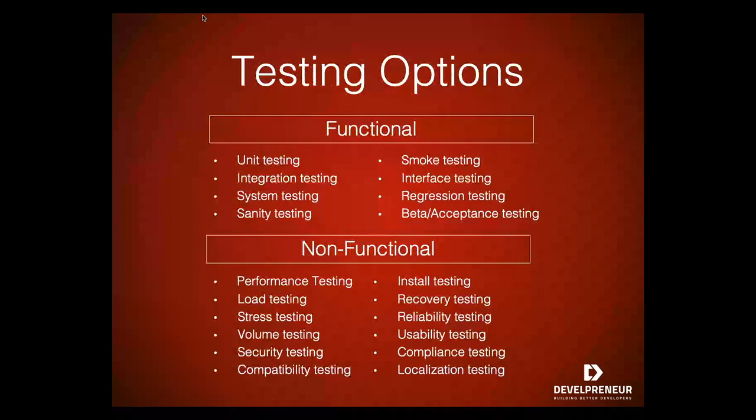And finally, we have acceptance testing, which is a testing technique performed to determine whether or not the software system has met the requirement specifications. These are various forms of acceptance testing. Could be user acceptance testing, business acceptance testing, your alpha and beta tests.